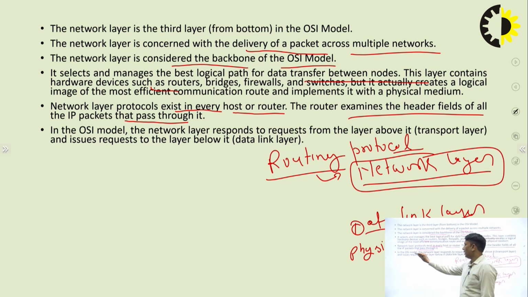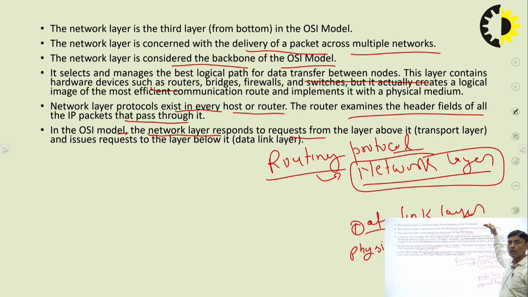In the OSI model, the network layer responds to requests from the layer above. What are the layers that lie on top of the network layer? That is the transport layer, then session, then presentation, and at the topmost, the application layer, through which the user interacts with the system.